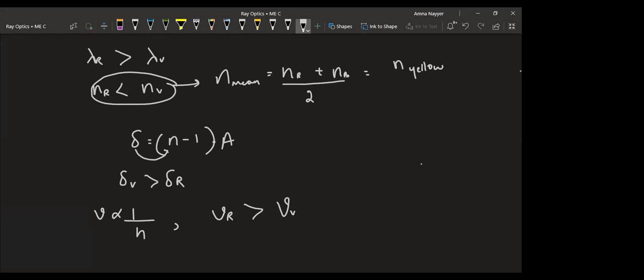Ma'am, angle of deviation is directly proportional to refractive index, right? Yes, Atif. Angle of deviation is directly proportional to the refractive index, right? Yes, angle of deviation is directly proportional to refractive index.